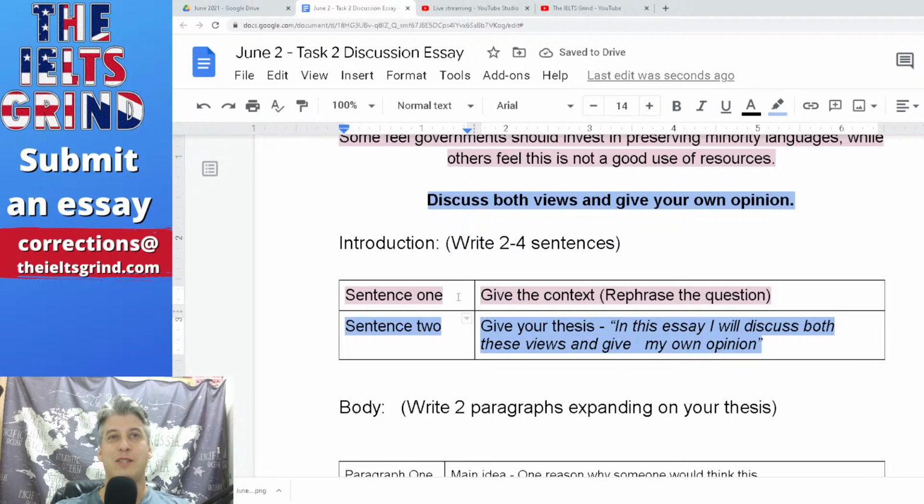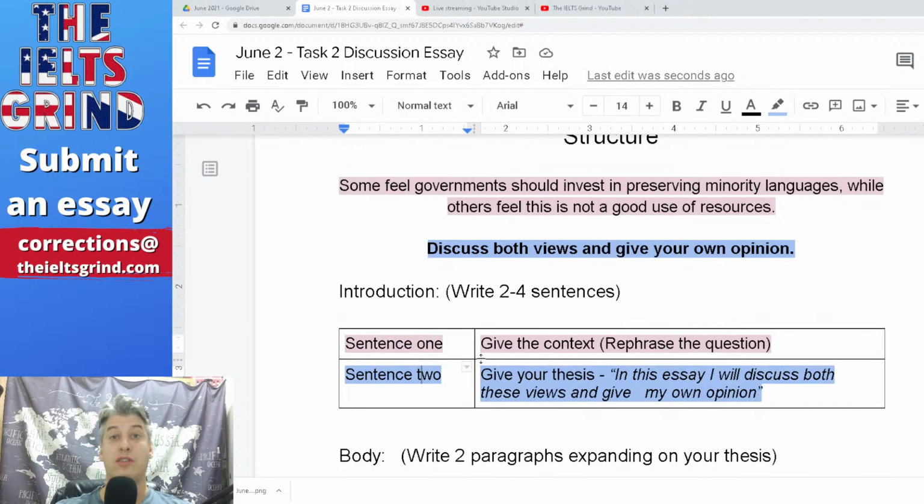Okay, so sentence 1, you need to give the context to the reader, the examiner in this case. What I mean by the context is to explain the major topics of the essay, the major things that we have to talk about. So basically, you rephrase the question. And when I say rephrase the question, I mean this part in pink or red. Is that pink, red? You tell me. So this part you have to rephrase. You have to say the same kind of ideas but in a different way.